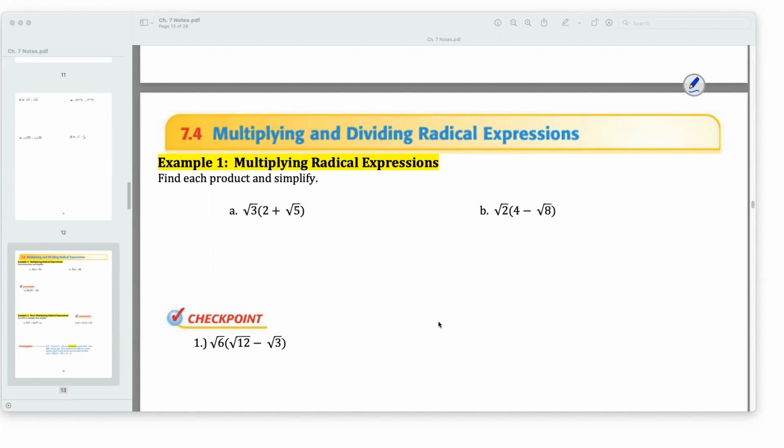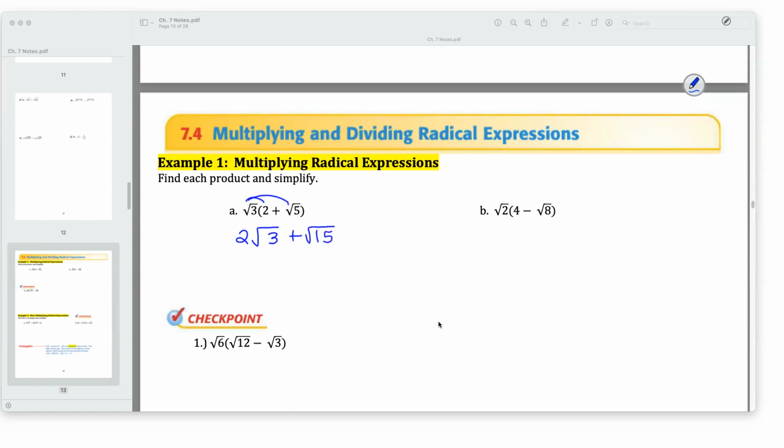So for letter A and letter B, we're using the distributive property, and we're basically multiplying the square root of 3 by 2 and the square root of 3 by the square root of 5. So the square root of 3 times 2, the 2 is not a radical. The 2 is a coefficient number. So we would rewrite that as 2 times the square root of 3, and then plus the square root of 15.